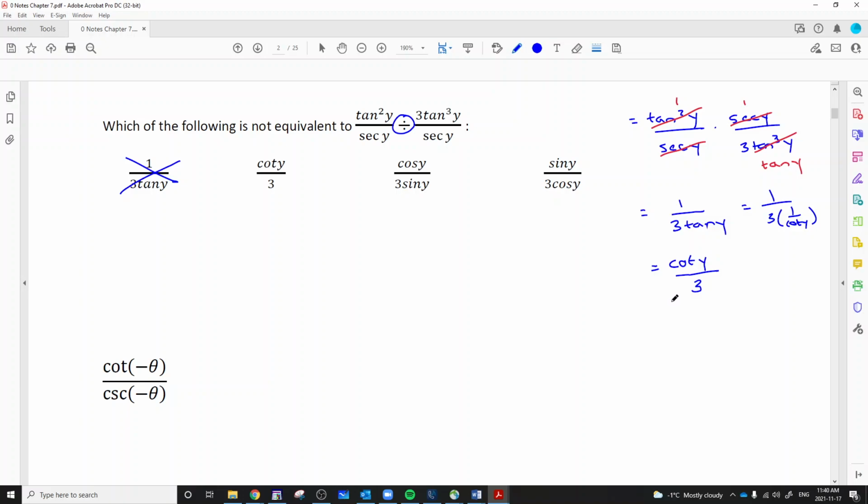All right, so what about the other 2? One of these is correct and one of these is incorrect. Which one's which?